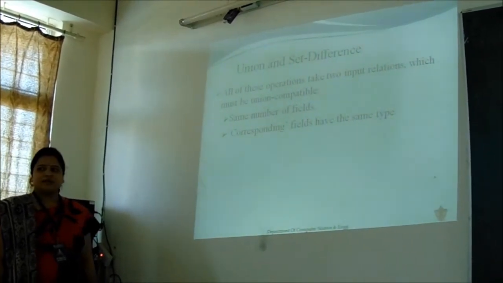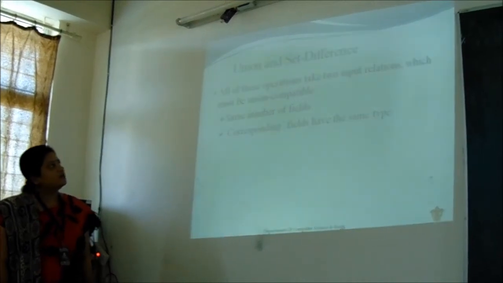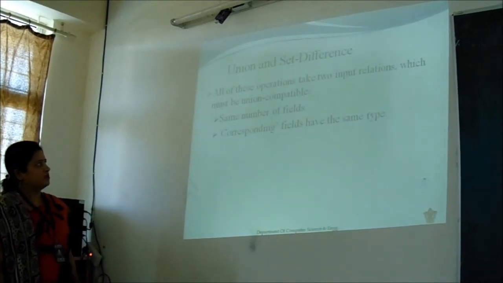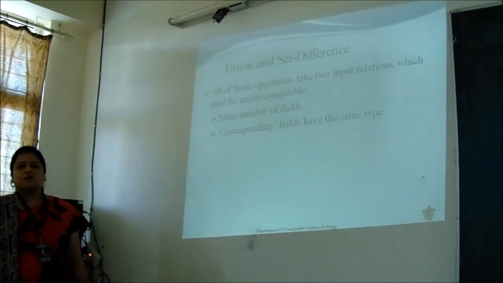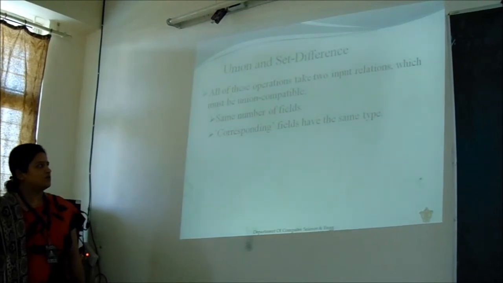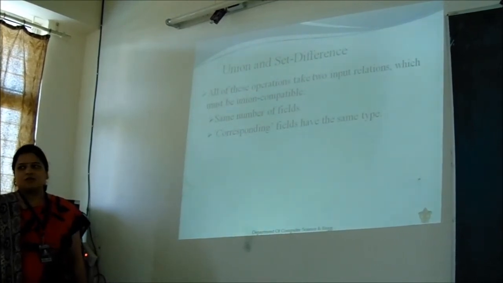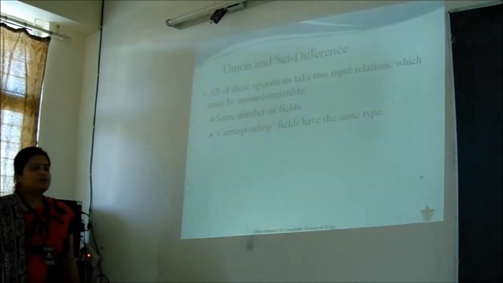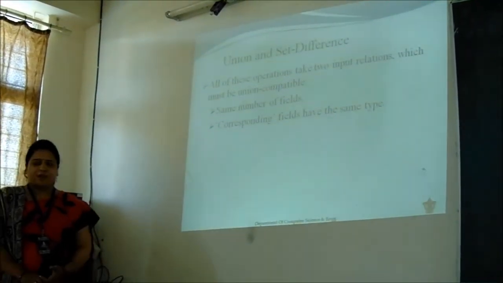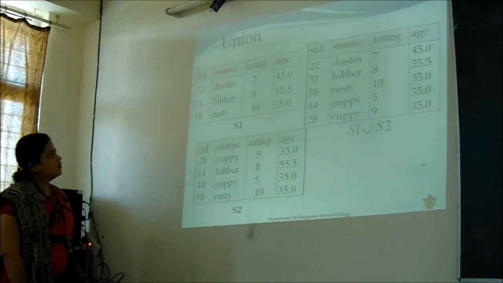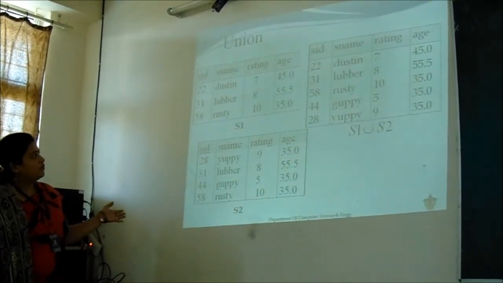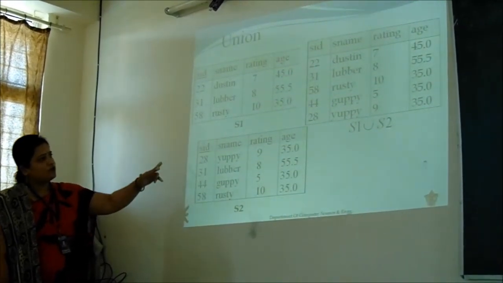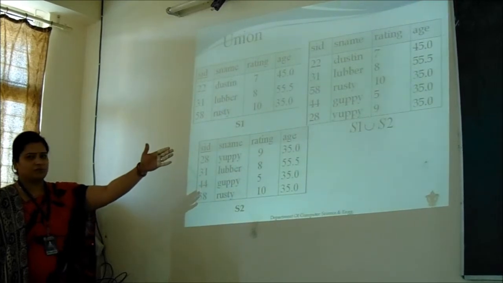Now next is the union and set difference. These are the simple set-based operations which are used in relational algebra. All these operations must follow two conditions. The databases must contain the same number of attributes, meaning the common fields should be there. Secondly, they must be of the same type, meaning they must be union compatible. For example, this is an example of union. Here S1 is a database and S2 is a database. By performing the union operation S1 union S2, we get the desired output.